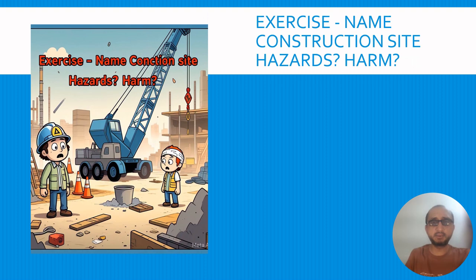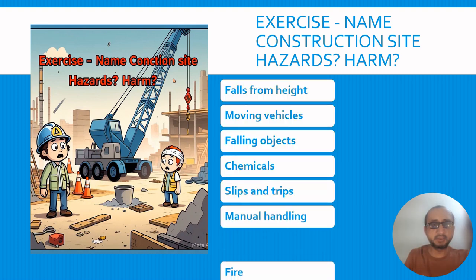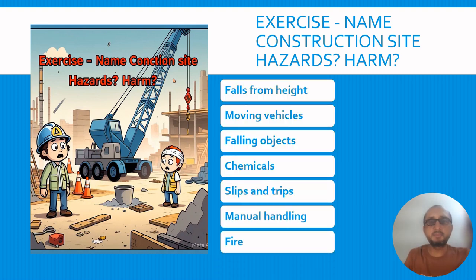Let's do a small exercise to practice hazard identification. Name construction site hazards and how they may harm you. You can test your knowledge, stop the video, think of as many construction site hazards as you can. The common hazards at construction sites are basically falls from height, when you are using ladders, scaffolds, other platforms, moving vehicles like cars, trucks, heavy equipment like cranes, excavators, forklifts, etc.